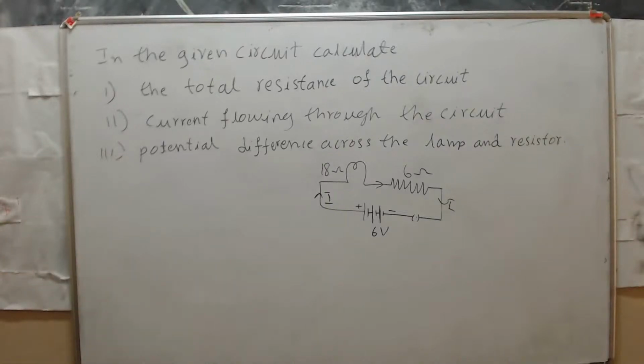First find the answer. What is the total resistance? It is simple. Both the resistors are in series, that is R S is equals to.